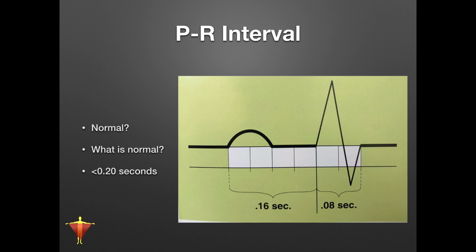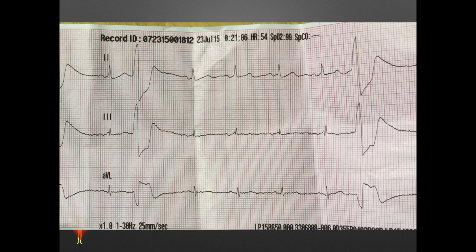Now, if we remember from the beginning of this class, 0.2 seconds is how many boxes? 5 small boxes, right? 5 small boxes or 1 big box, that's 0.2 seconds. So anything less than that is normal. We just don't want it to be right up against the QRS complex. So again, just something like this, 0.16, perfect. We can move on.